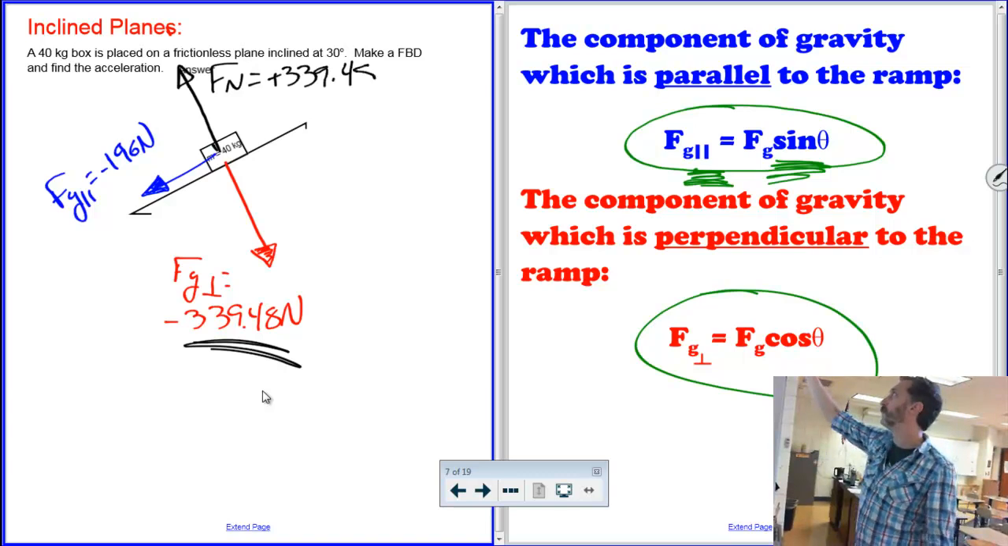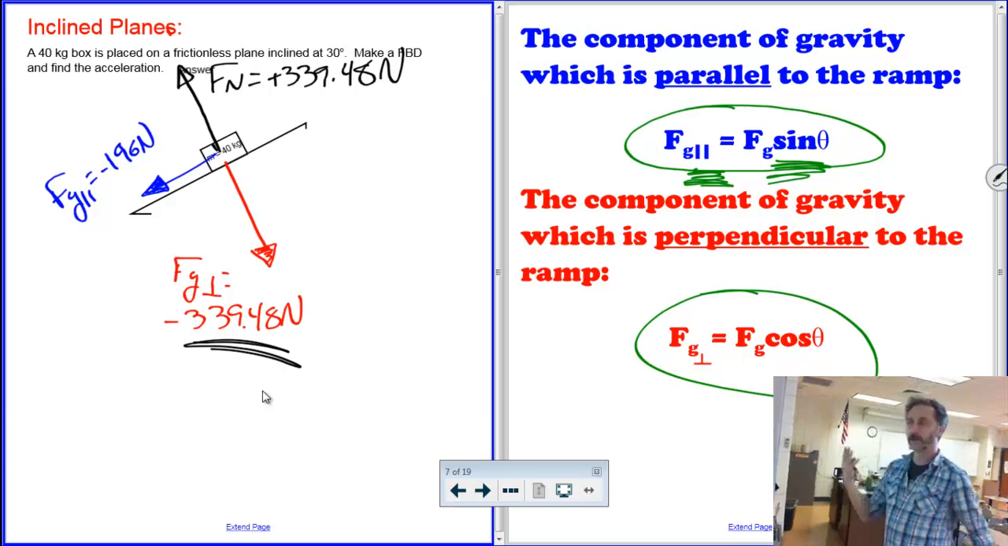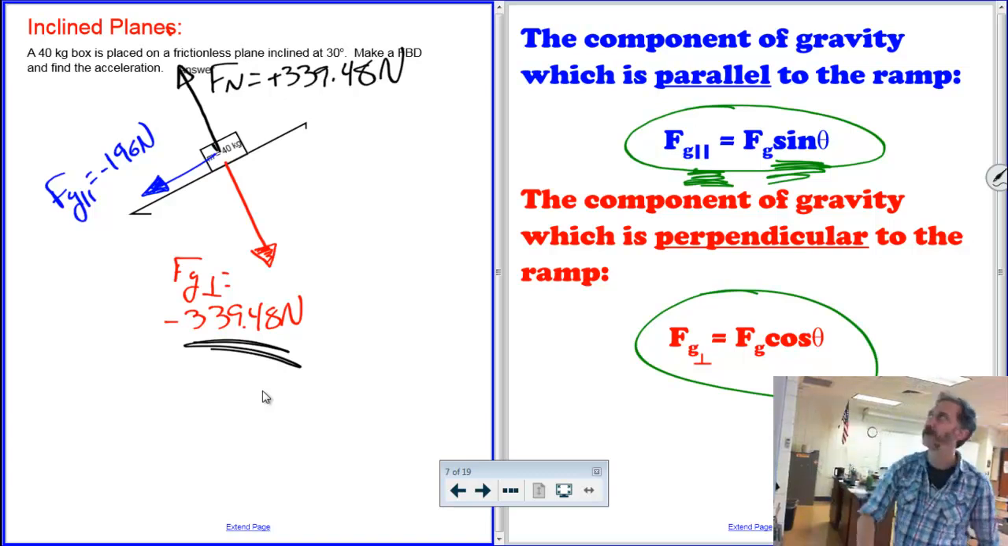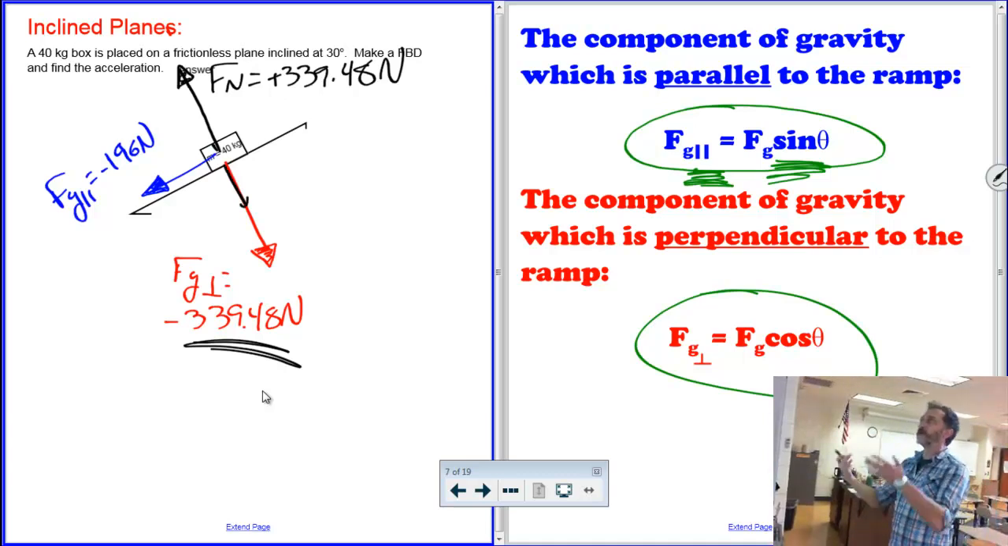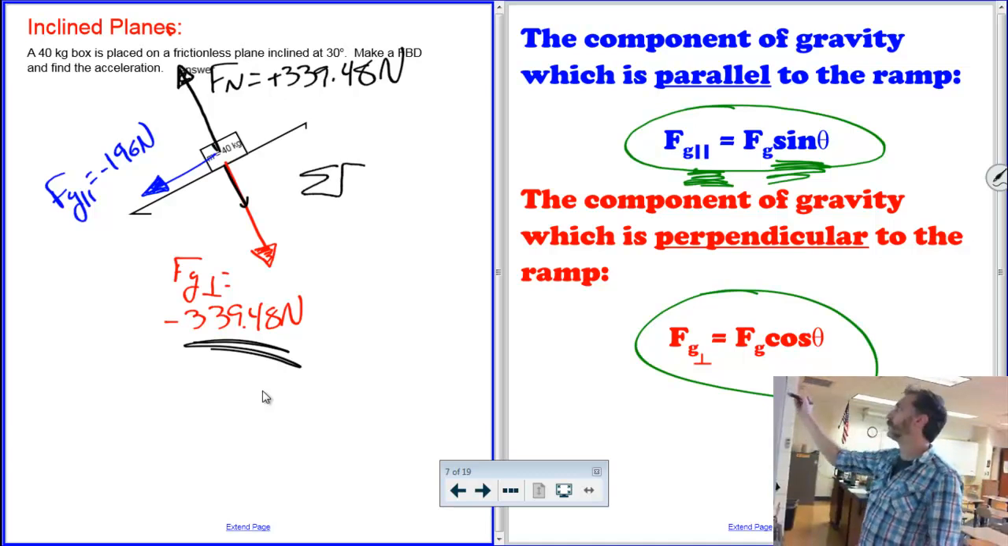So this is positive 339.48 newtons. Notice it's a little bit less than the weight, right? Because it's no longer supporting all of the weight, because it's going to move down the ramp. But it does provide enough force to prevent it from going into the ramp this way. So that's that. And so now we can find our net force, right?